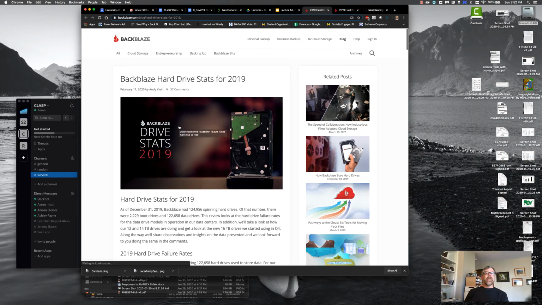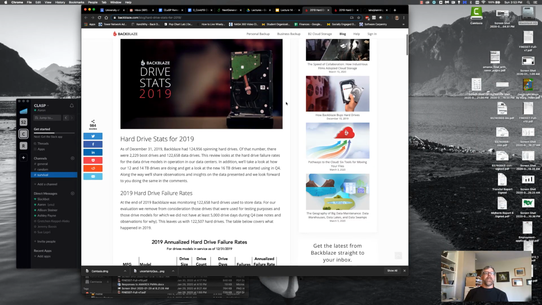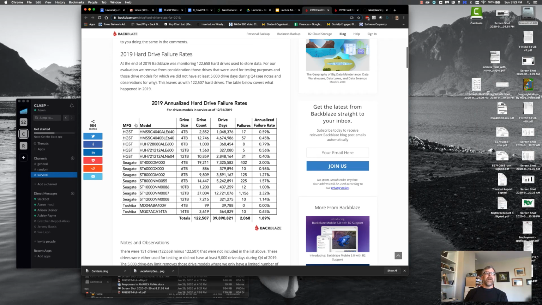Backblaze has this thing where they talk about what models of hard drives they're using, because they use so many hard drives. For example, for HGST, they have 10,859 of these hard drives spinning. For this Seagate drive, they have 19,000. Here they have 37,000. And they talk about failure rates of each of these hard drives.